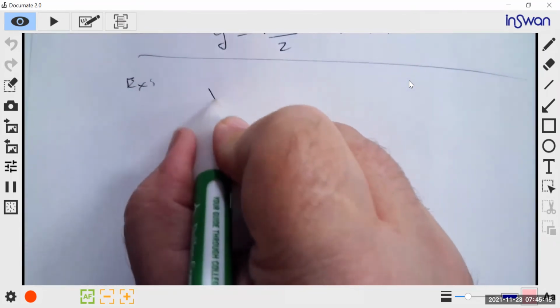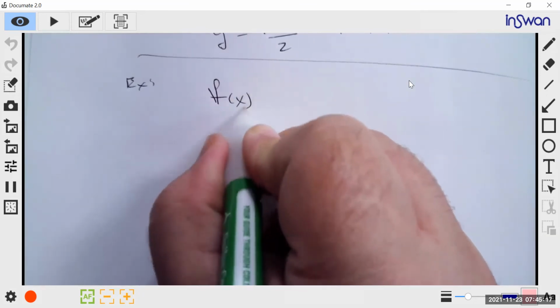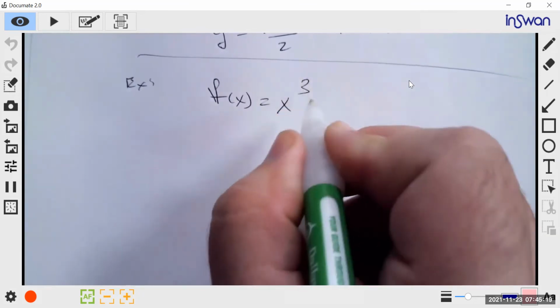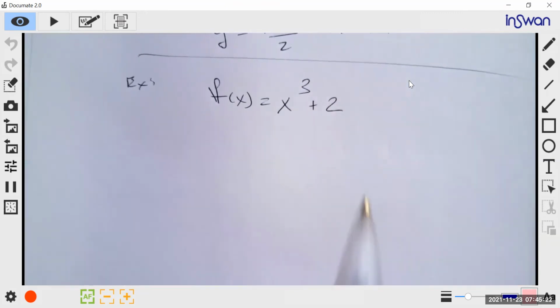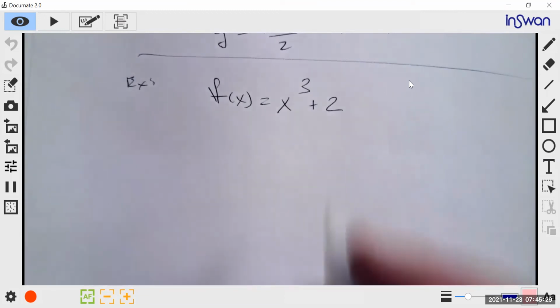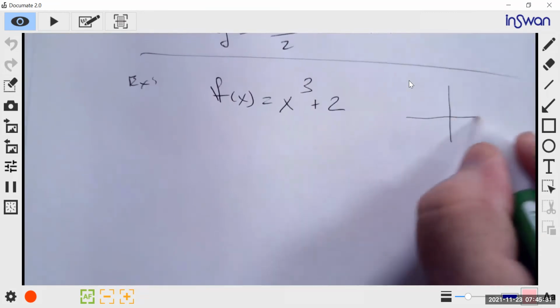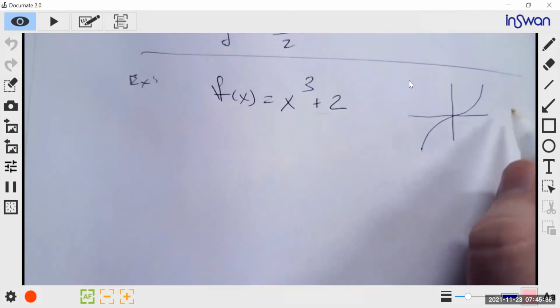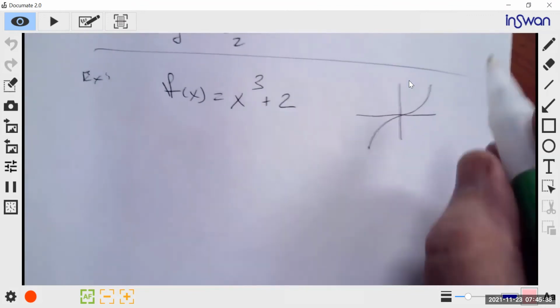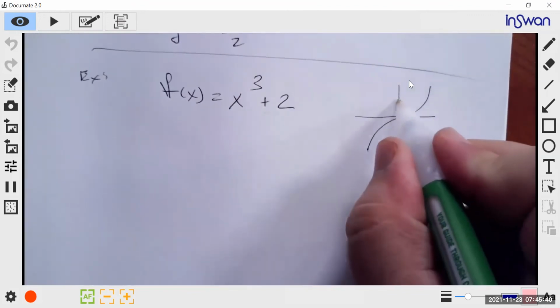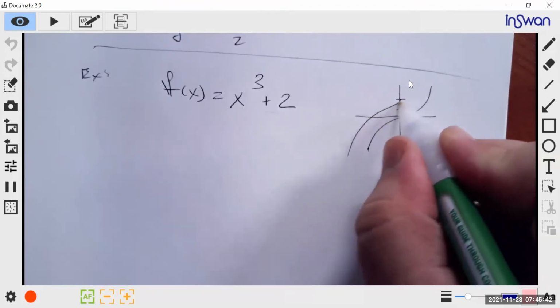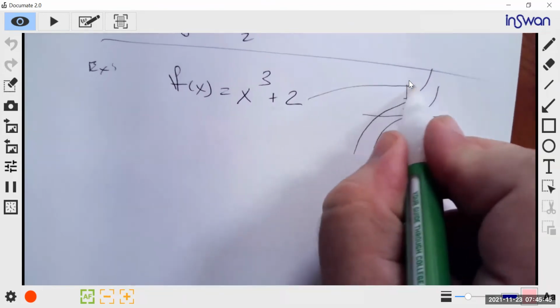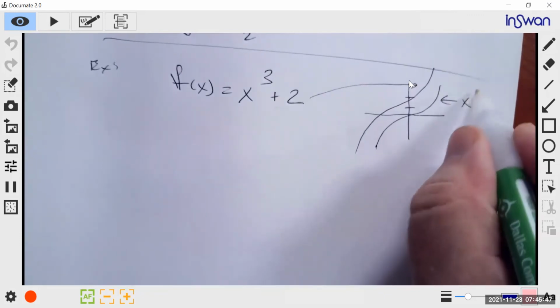Let's look at another one. f of x equals x cubed plus 2. Remember, this is a cubic function, so remember what the graph looks like. The cubic function looks like that. It raises up 2 spaces. So now the graph is this. This one here is just x cubed.